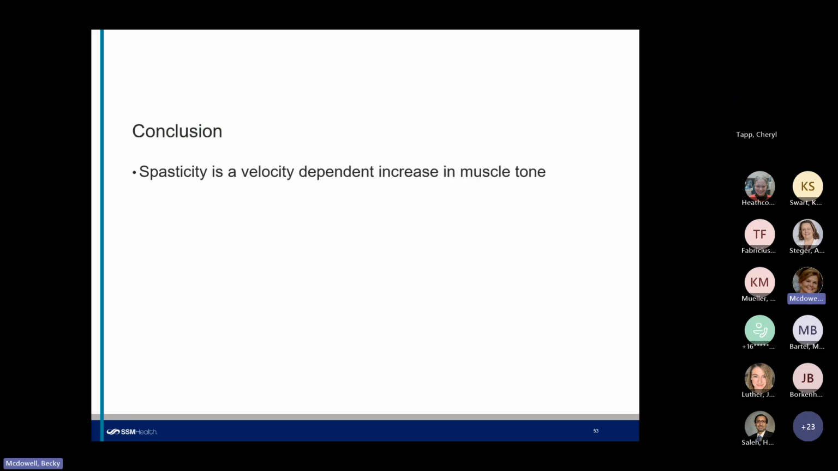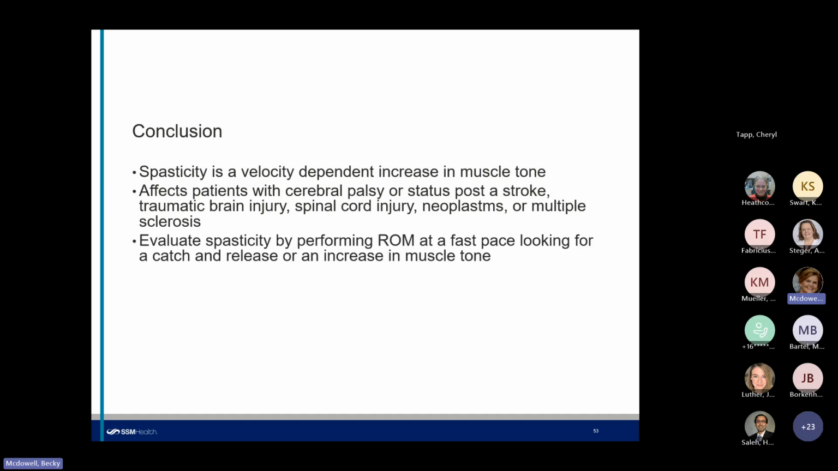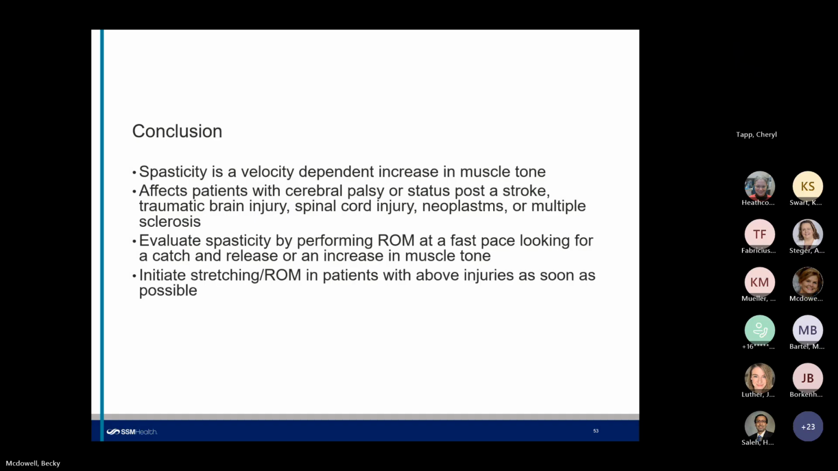In conclusion, spasticity is a velocity-dependent increase in muscle tone. It is commonly seen in people with cerebral palsy, as well as those status post strokes, brain injuries, spinal cord injuries, neoplasms, and multiple sclerosis. To evaluate spasticity, you do range of motion of the joint at a fast pace, and you look for a catch and release or increase in muscle tone and resistance.